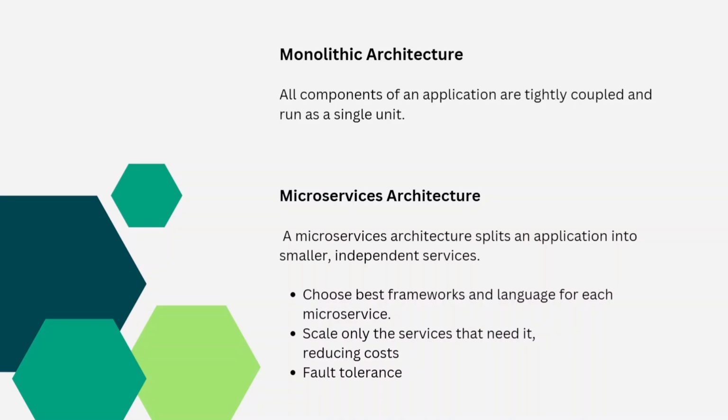Then the second one is efficiency. Suppose in our application we need to increase the capacity. In monolithic architecture, we need to scale the entire application because it is tightly coupled and we cannot scale only one part of the application. But in microservices, we can scale only the service that needs it. So it will reduce the cost.